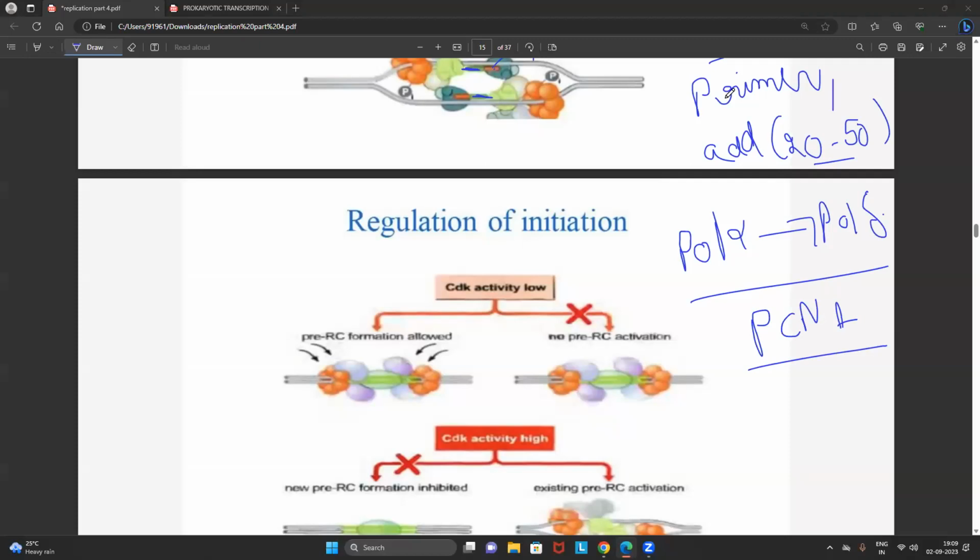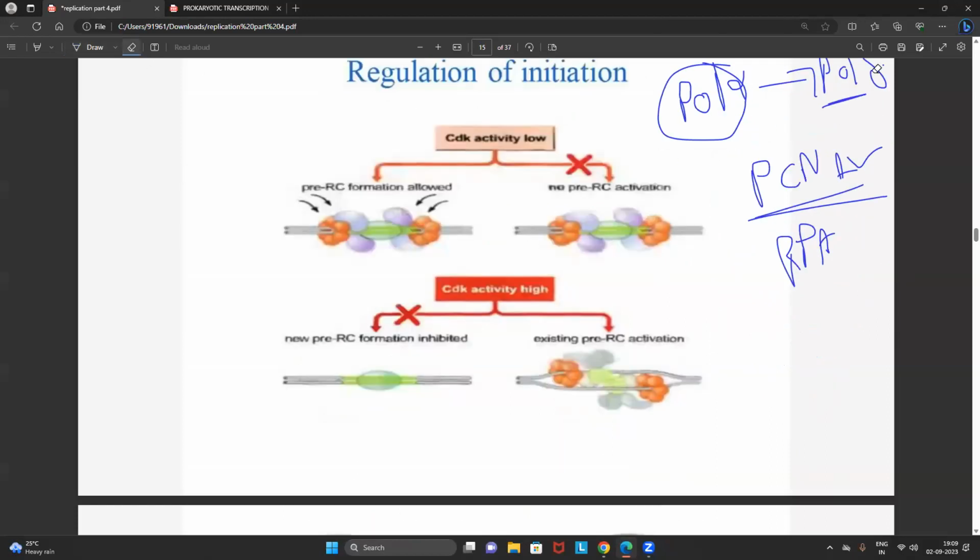Okay, good. Now, what is the RPA function here? RPA will load the PCNA into the pol delta. Then the pol delta will start working, very fast with the highest efficiency. Here the replacement of pol alpha by pol delta is done by the PCNA. Don't get confused.